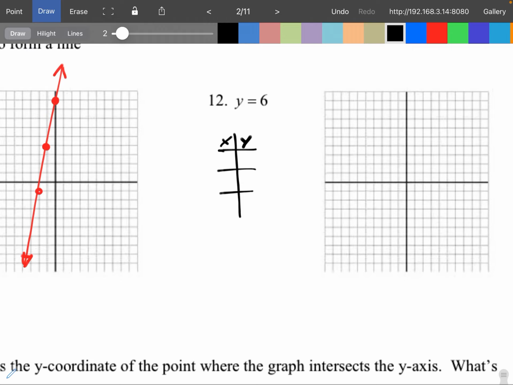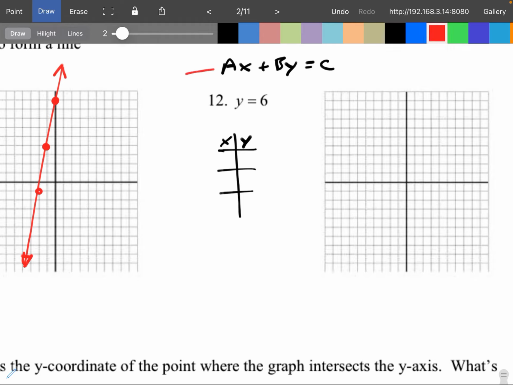Now the next one's kind of weird. This is the last one. So this one, we're still going to make a chart here. This is still a good way to do this. So we're going to do 3 points. But it says y equals 6.